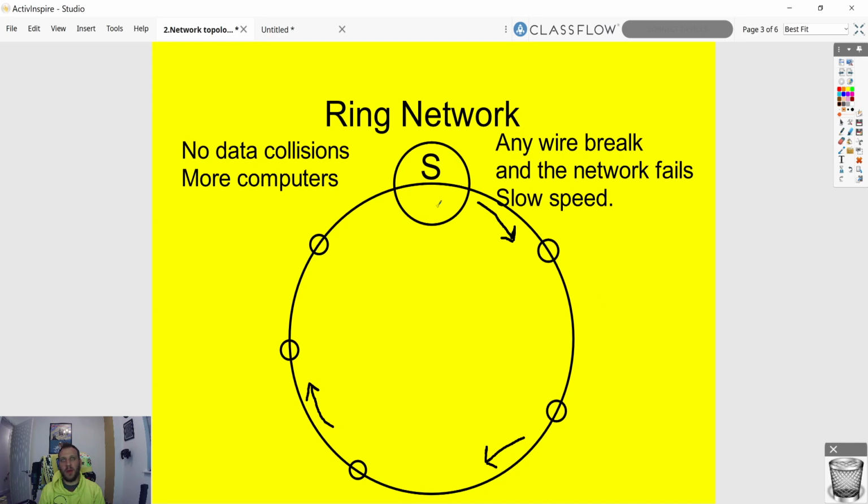Well, it's the last one on our network, so the information is going to go all the way around, past all the other computers, all the way around to reach its destination.